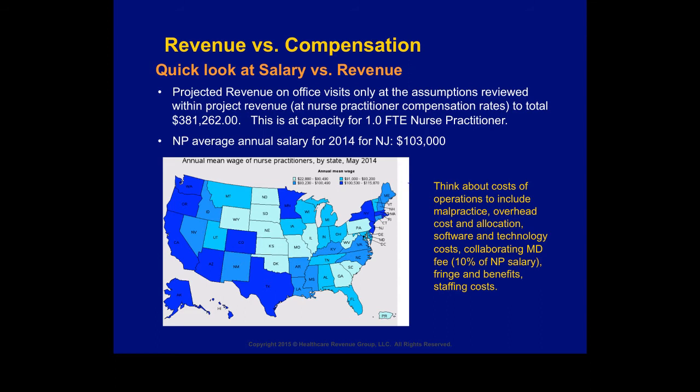The NP average salary in New Jersey is $103,000. So I employ you as a nurse practitioner. I'm going to make you work Monday through Friday, 8 to 5. I'm going to put you on 20-minute time slots that you're probably getting excited about because most doctors only give you 15-minute time slots. I'm going to tell you that I want to have you see 20-some% new patients.